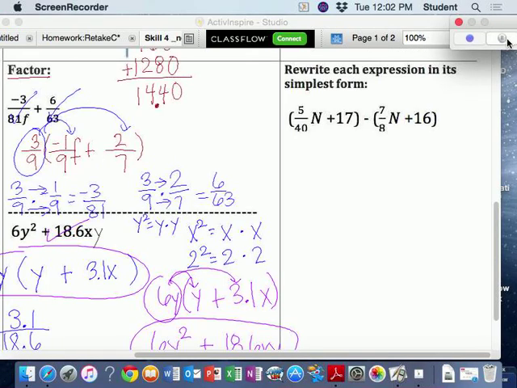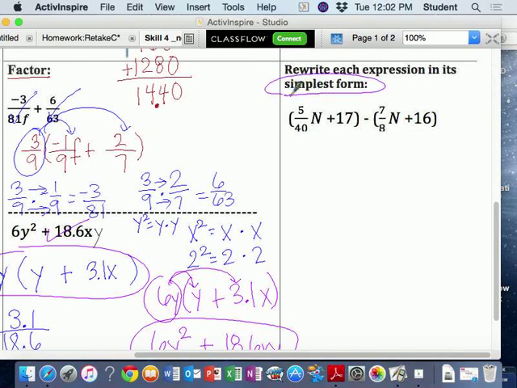So this last problem, the direction says rewrite each expression in its simplest form. So you know that you need to simplify into lowest possible form. So right here we have 5/40n plus 17 minus 7/8n plus 16. So remember, whenever you don't have a number right next to a parentheses, it's understood that there's a 1 there. And here you have to still use the distributive property. So this -1 is going to get distributed throughout the parentheses.